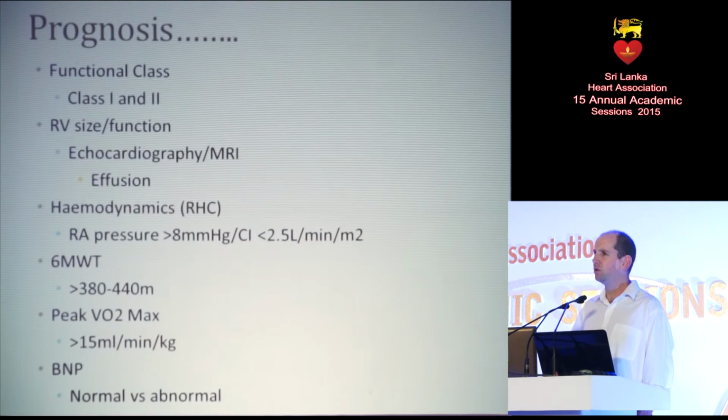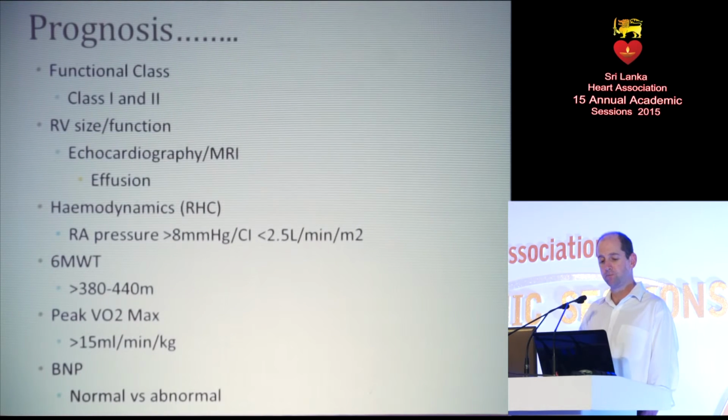I must say we don't do assessment of VO2 max as a routine, and really in Australia, this is limited to patients being considered for heart-lung transplantation. Similarly, we don't use BNP routinely, but again, an abnormal BNP goes along with a poor prognosis.